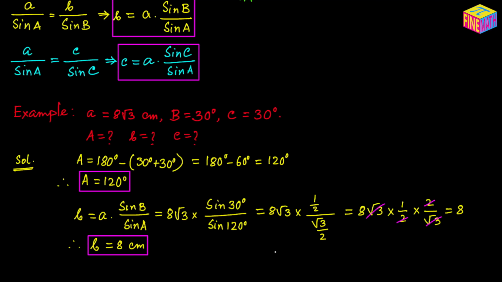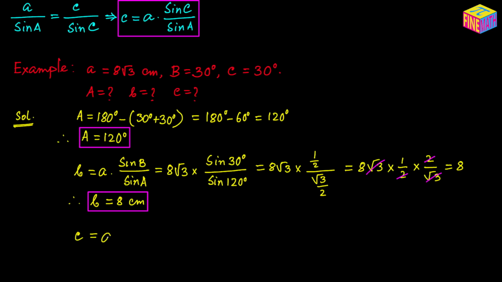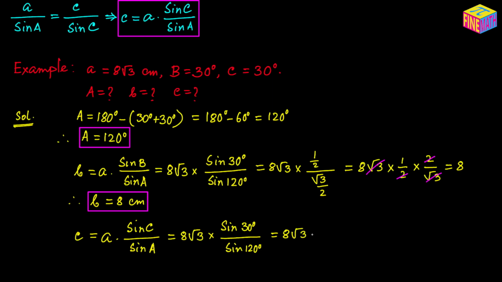And the only remaining attribute that we have to find out here is the side length c. So let's do that. c is equal to a times sine of C over sine of A. And what is a? a is actually 8 times square root of 3, times sine of 30 degrees, since angle C is actually 30 degrees. So I am writing sine of 30 degrees over sine of 120 degrees. And this is equal to 8 times square root of 3 times 1/2 over sine of 120 degrees, which is equivalent to sine of 60 degrees, which is square root of 3 over 2.